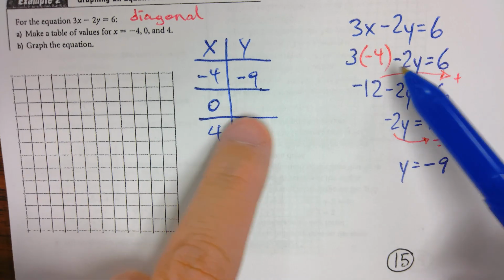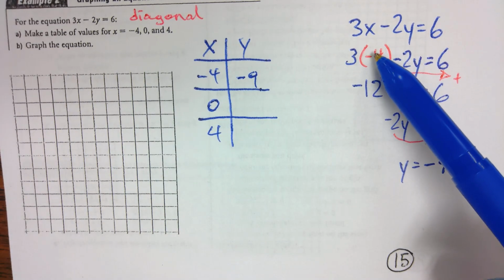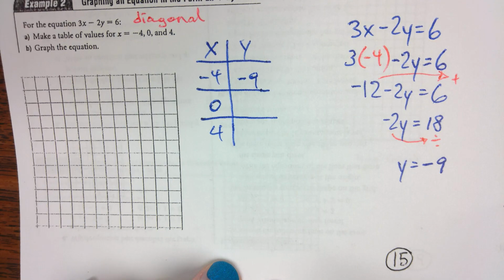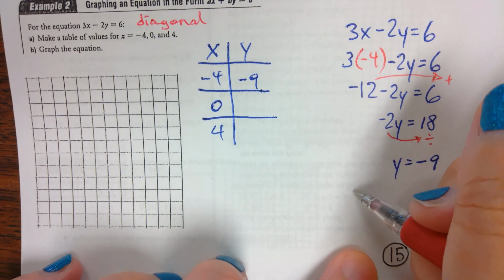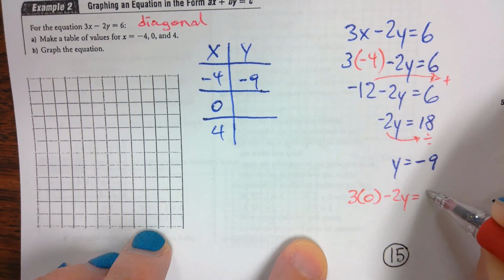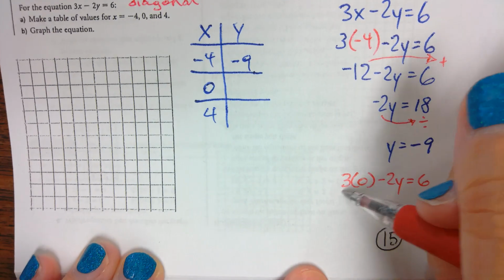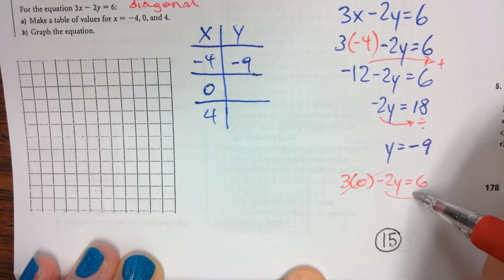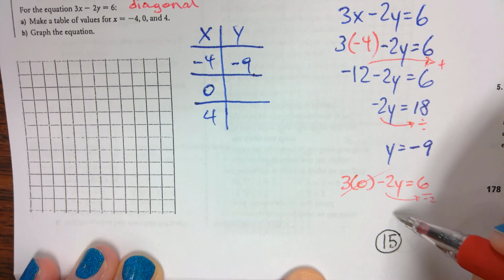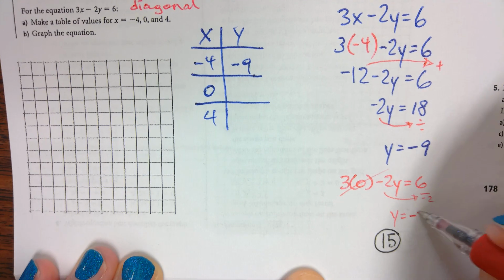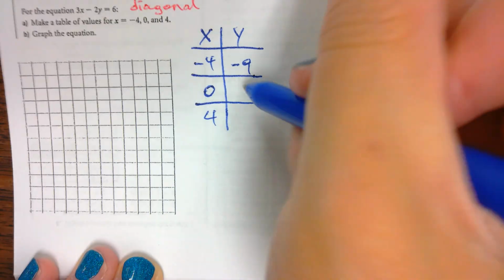Alright. The second one, sub in 0 here. When you sub in 0 for x, what do you get? Here, I'll do it here as well. So the next one is sub in 0. Alright, anything times 0, that's gone. So -2y equals 6. Divide that by -2. So y equals? Martin? -3. Right. -3.